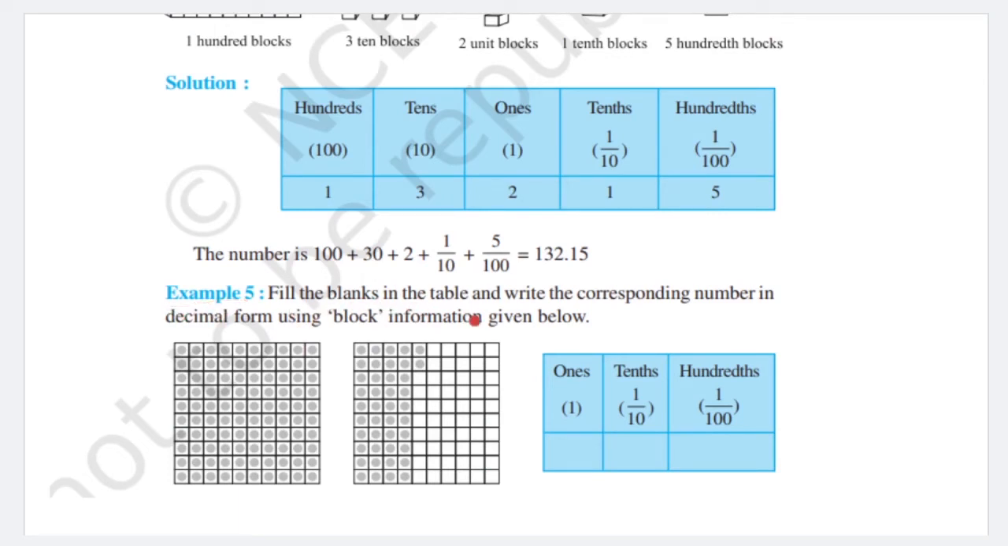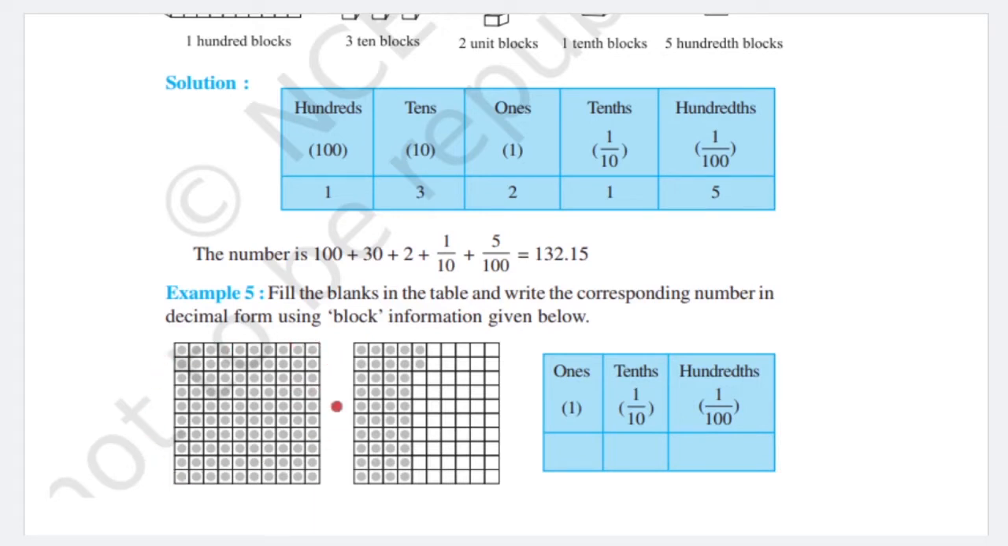The next example, example 5. Fill in the blanks in the table and write the corresponding number in decimal form using the block information given below. So the table is ones, tenths and hundredths.